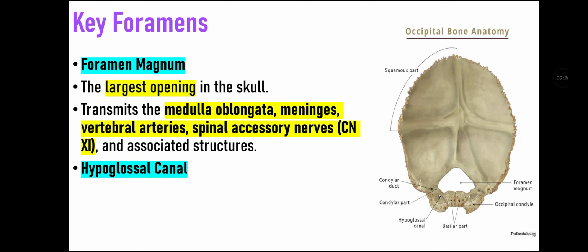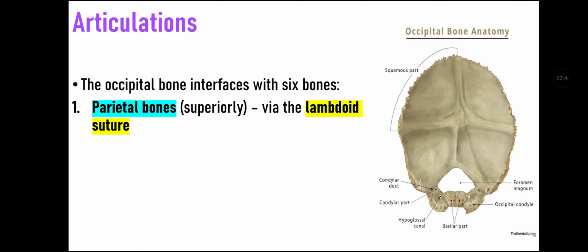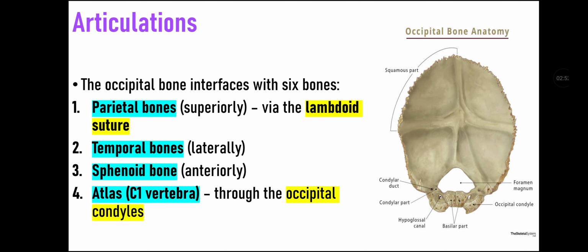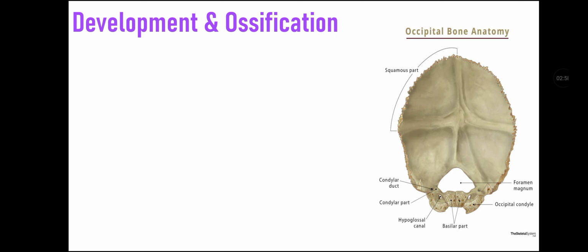Now let's talk about articulations of occipital bone. Occipital bone interfaces with 6 bones. These are parietal bone, as it articulates superiorly with the parietal bone through the lambdoid suture. Then it articulates with the temporal bone laterally. It also articulates anteriorly with the sphenoid bone, and it also articulates with the atlas, that is C1 vertebra, through the occipital condyles.